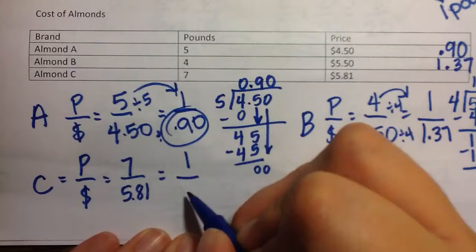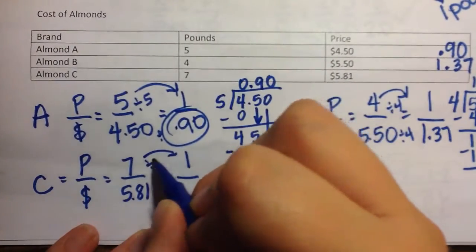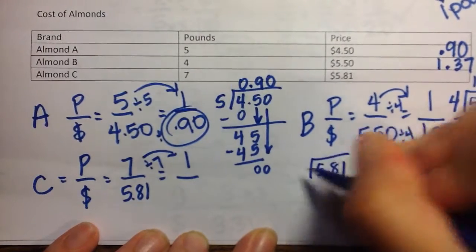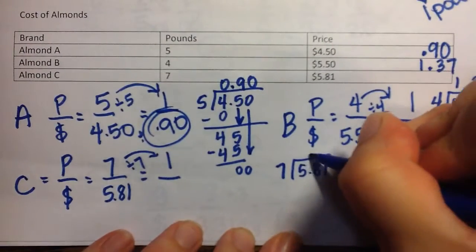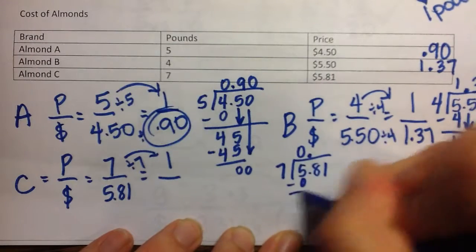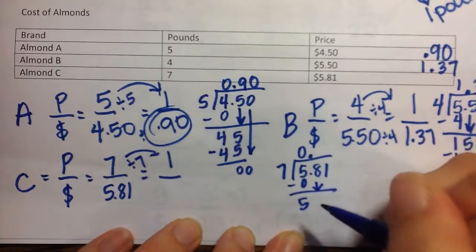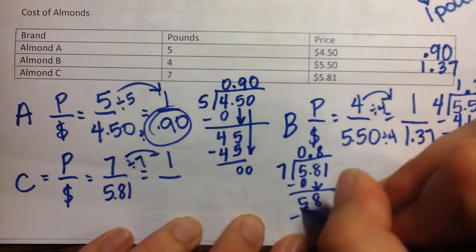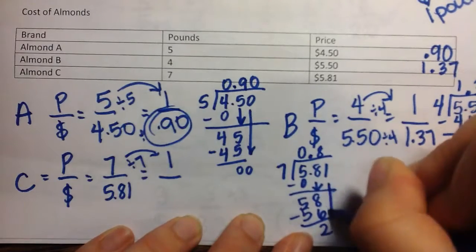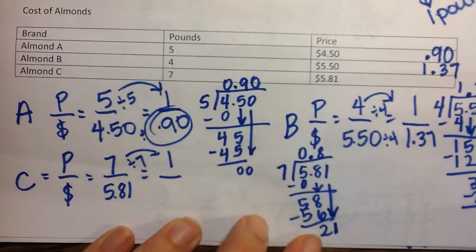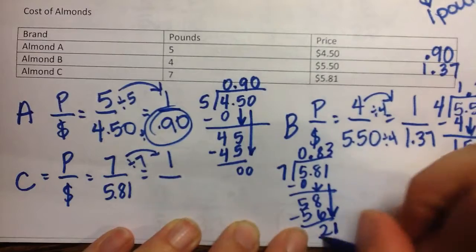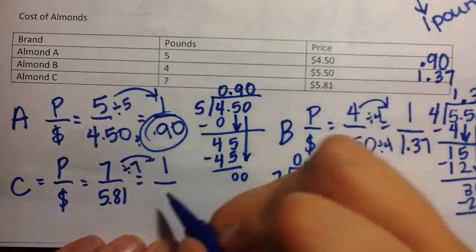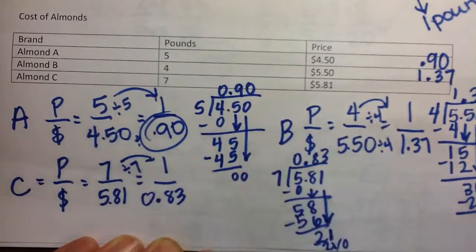Same thing, almond C. This one is dividing by 7. So $5.81 divided by 7. Bring your decimal up, go 0 times. Goes in 8 times, minus 56. Bring your 1 down, 7 into 21. Goes 3 times, minus 21. Gives you 0. So, 83 cents.